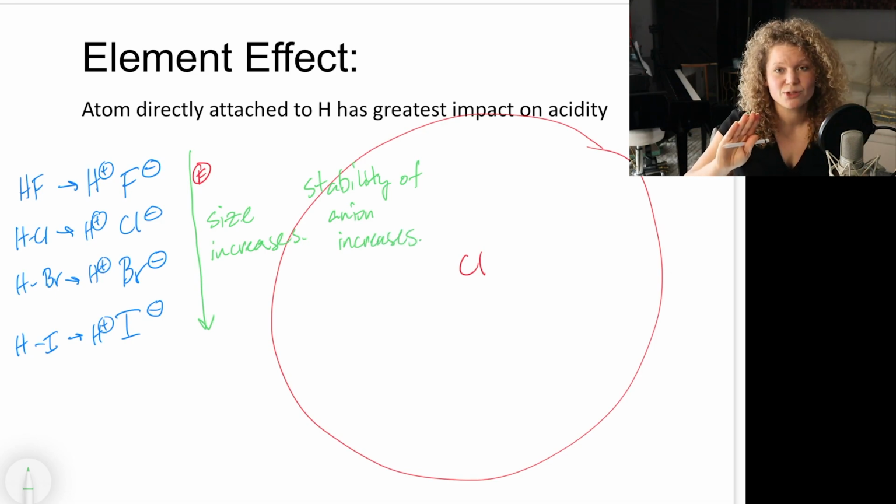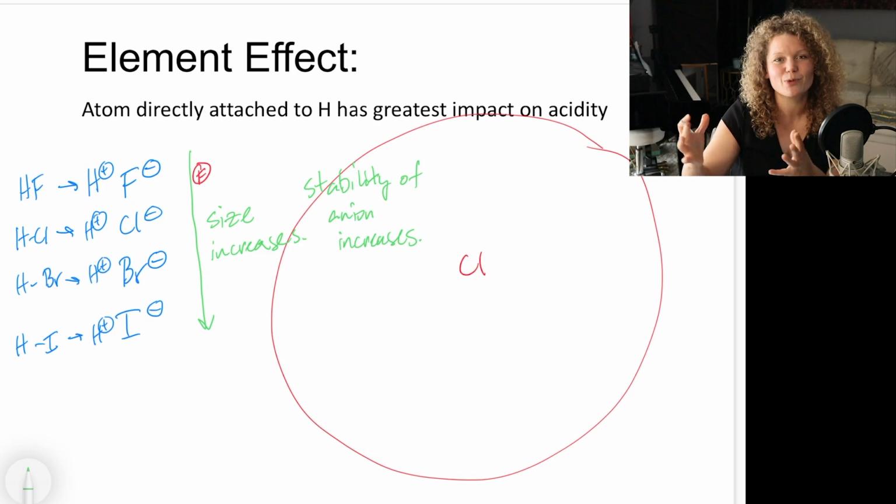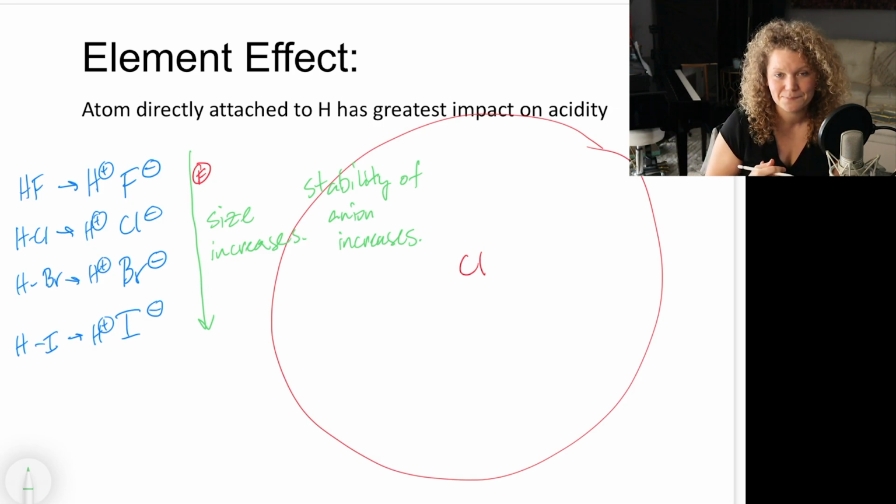It's not only electronegativity, it's also size. As you go down in the periodic table, these elements are larger and can hold a negative charge more efficiently because the charge is spread out on that atom.